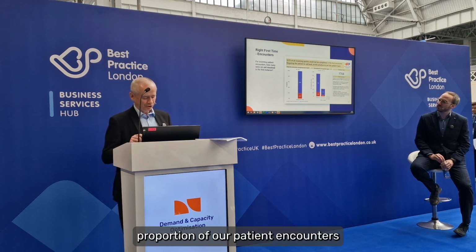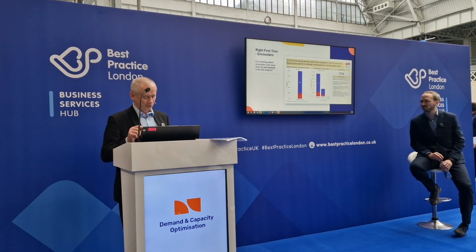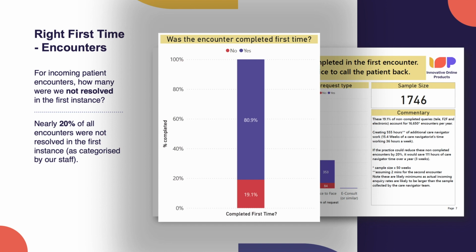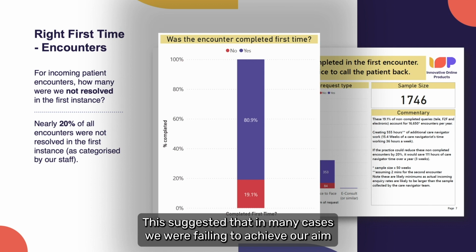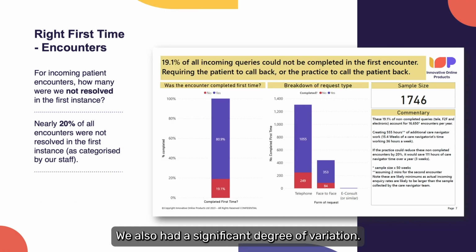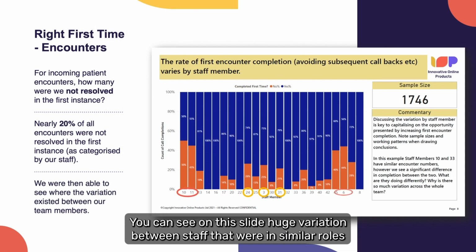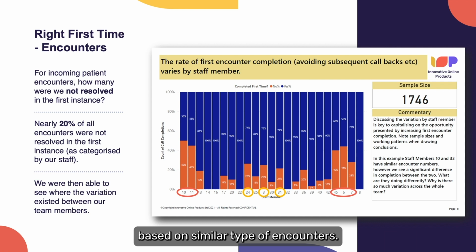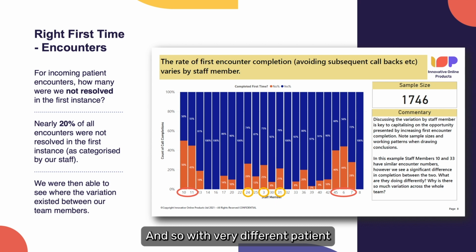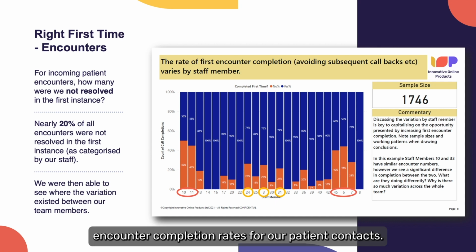We found that a large proportion of our patient encounters were not resolved in the first instance. Now, this suggested that in many cases we were failing to achieve our aim of delivering our model of right access first time. We also had a significant degree of variation. You can see it on this slide, huge variation between staff that were in similar roles based on similar type of encounters. And so we're very different in patient encounter completion rates for our patient contacts.